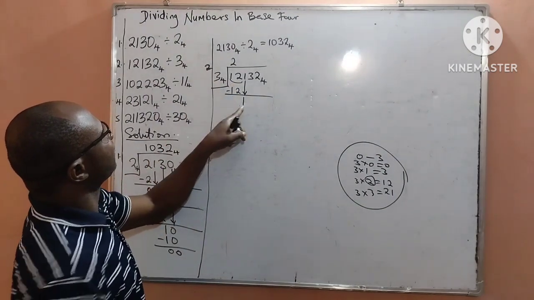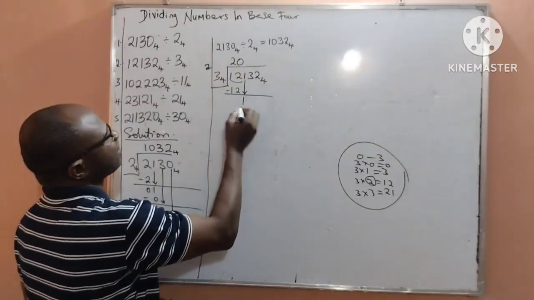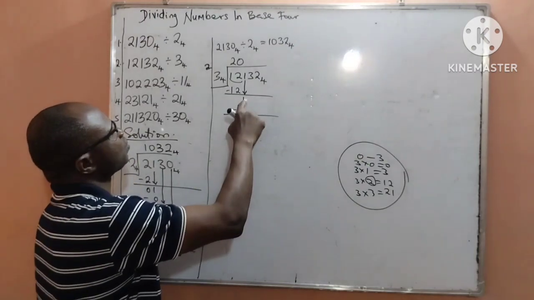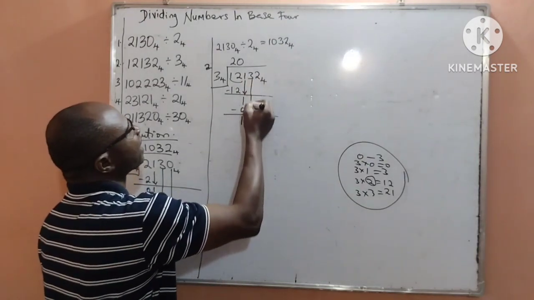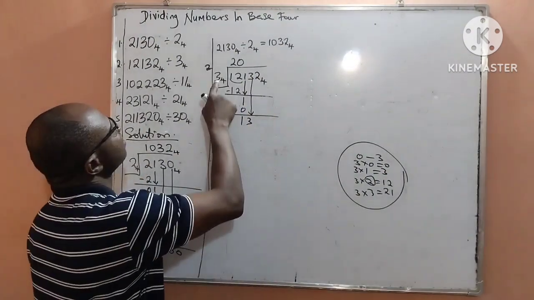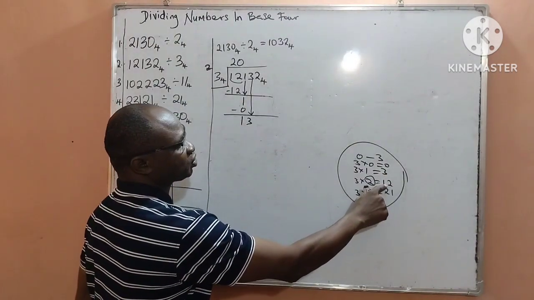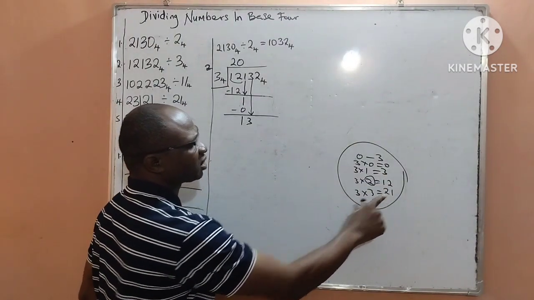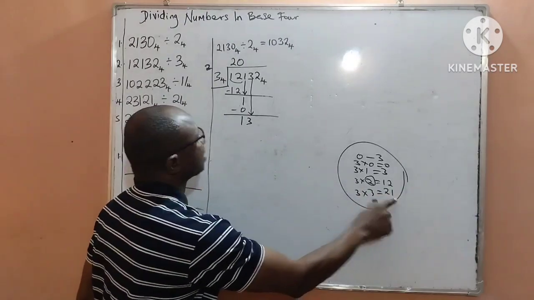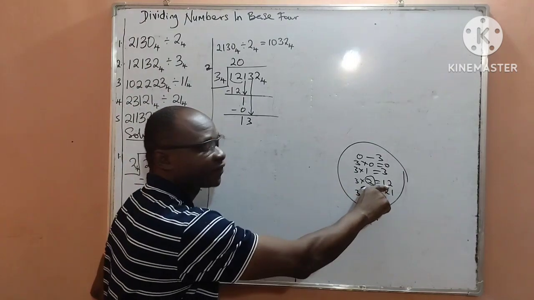Next, 3 divide 1 cannot go, which is 0. 0 multiplied by 3 will give us 0. Next, we subtract it. That will give us 1, that is 1 minus 0. We also bring down 3. So this place becomes 13. Next, 3 divide 13. See here: here is 3, here is 12, here is 21. So 3 multiplied by 3 in base 4 will give us 21, and 13 is less than 21. So we go for 3 multiplied by 2, which is 12.